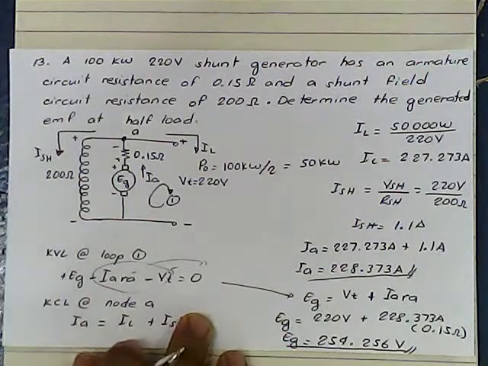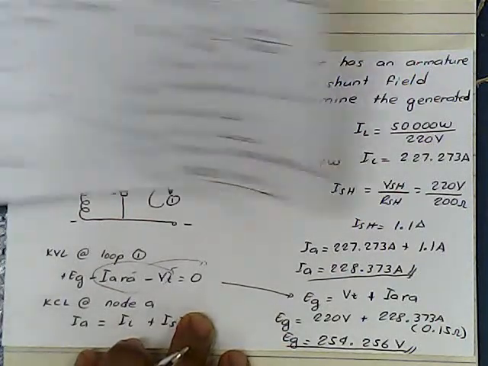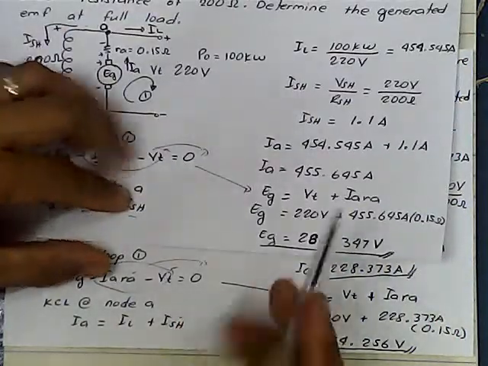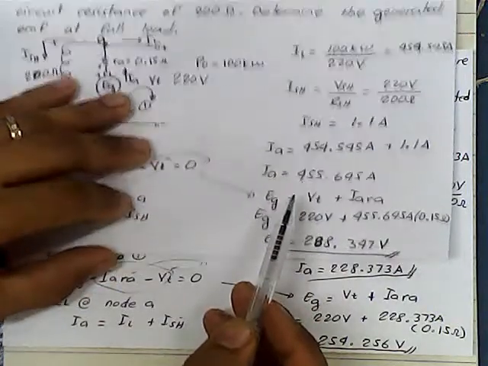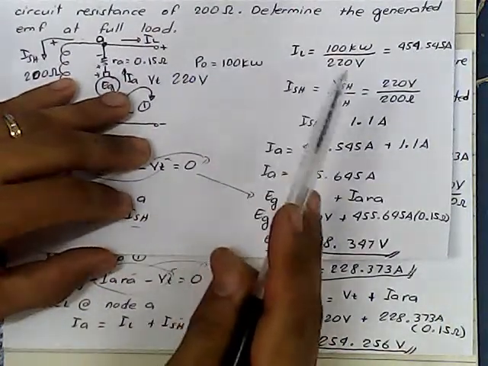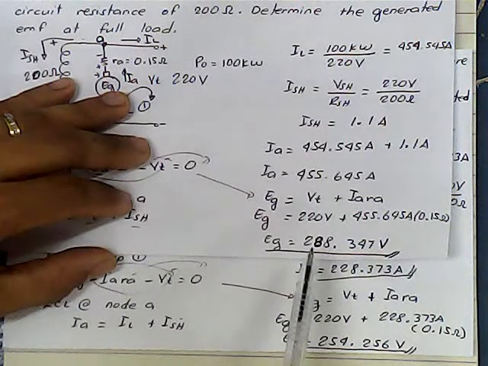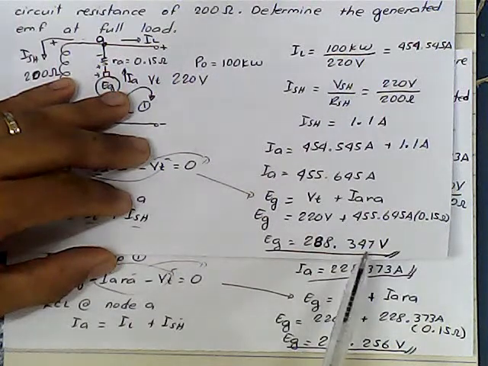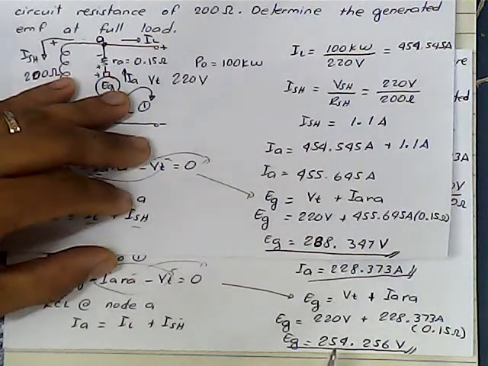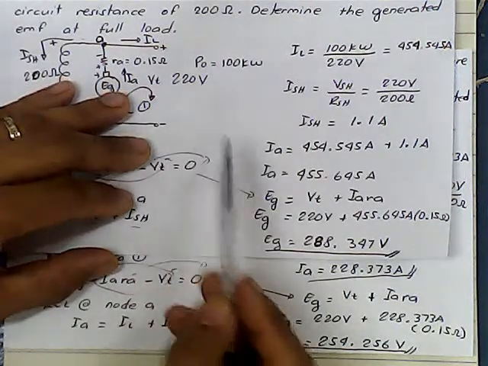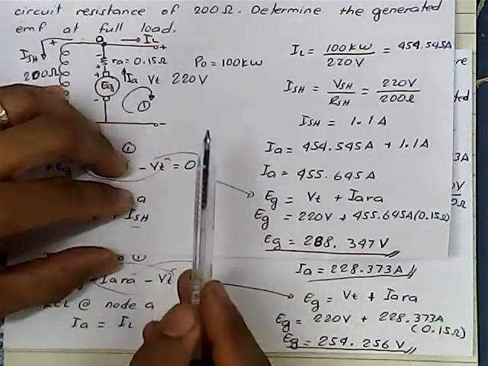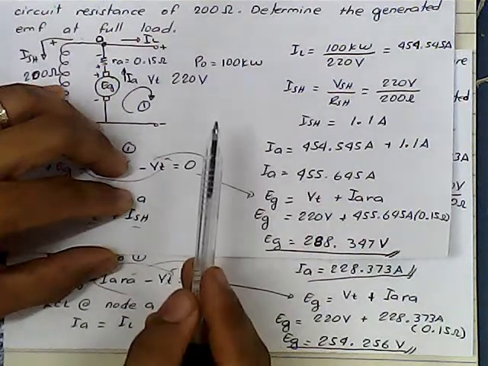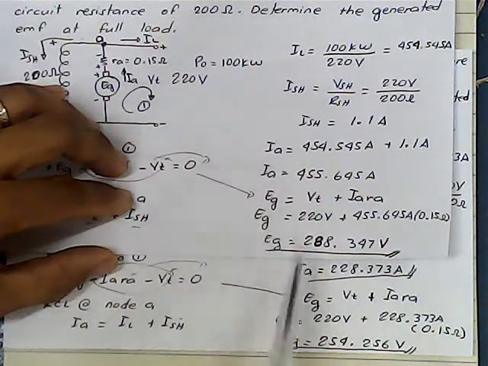Yan po. So compare lang po natin dun sa number 13 kanina, no? Since dito sa number 13, full load po ang ginamit natin, yung 100 kilowatts. Therefore, yung kanyang generated EMF is 288.347 volts. Mas mababa po yung generated EMF kapag half load lang po tayo. Pero yung terminal voltage natin, nag-assume tayo na they are both equal in both situation.